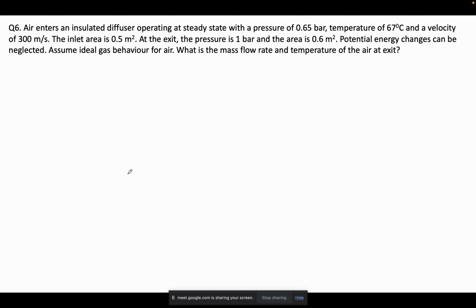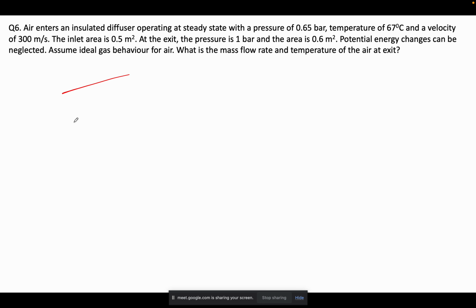Okay, now air enters an insulated diffuser operating at a steady state with a pressure of 0.65 bar, temperature 67 degrees Celsius, and velocity 300 meter per second, and the inlet area is 0.5 meter square. At the exit, the pressure is 1 bar, the area is 0.6 meter square. Potential energy changes are neglected. So what is the mass flow rate and the temperature of the air at the exit?